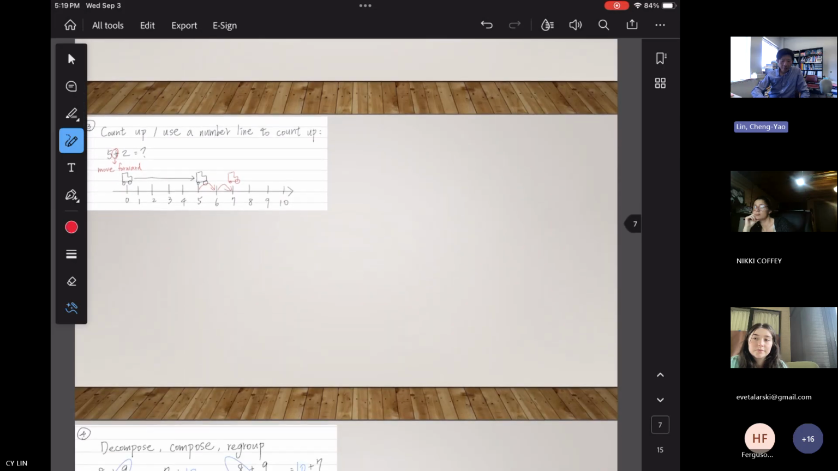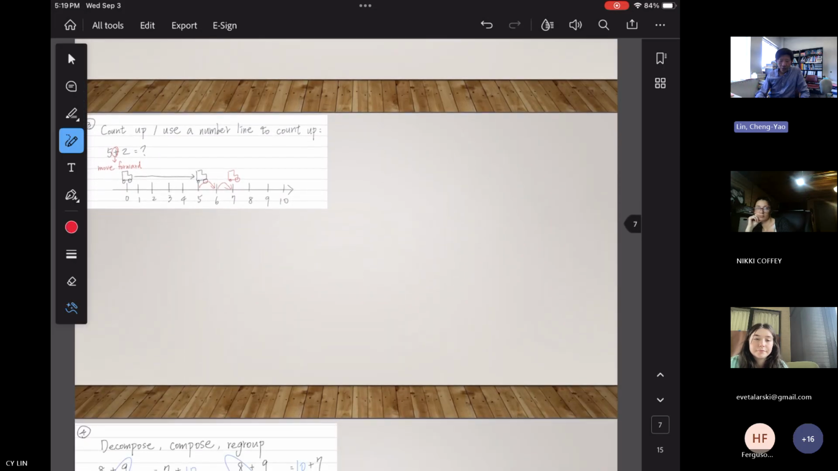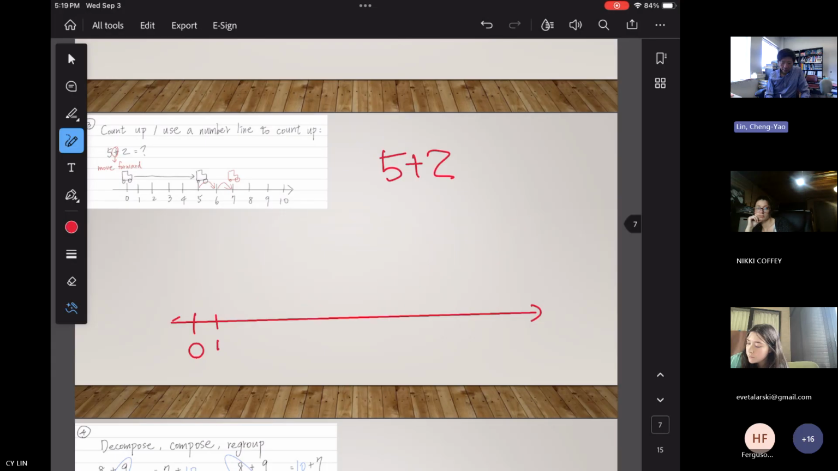Next one is count up and use the number line to count up. Okay. So 5 plus 2, you draw the number line like this, and you would draw the number line. Okay.